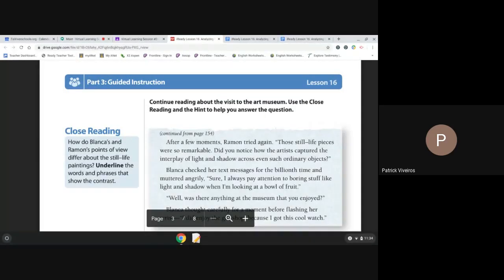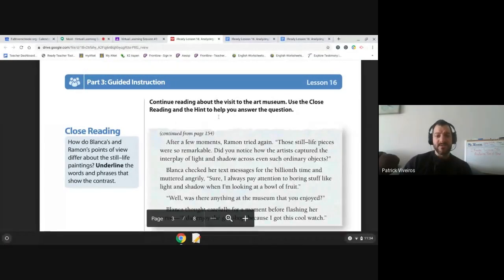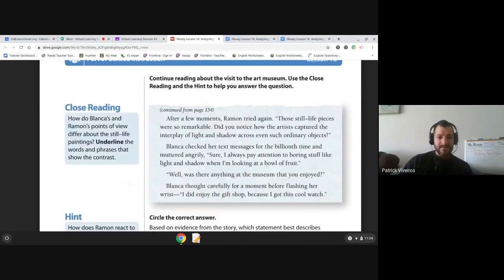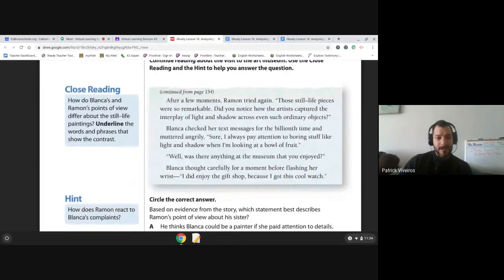So part 3, the guided instruction, again, instructs us to continue reading about the visit to the art museum and use the close reading and the hint to help you answer the question. Okay, so the close reading prompt is something I'm going to model how to complete for you.